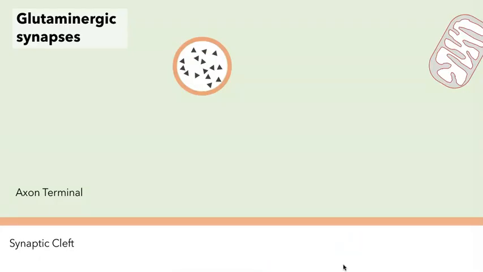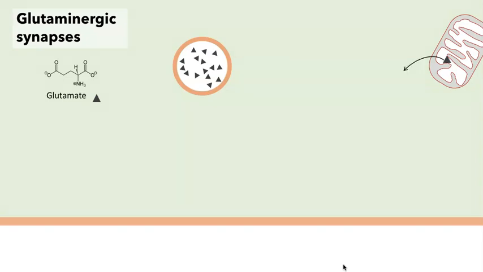Now let's zoom in even more to look at a glutamatergic nerve terminal. This is the structure of glutamate. You can see it's a small molecule. It's actually an amino acid. And cells can produce glutamate using metabolic pathways in the mitochondria. Glutamate can also be reabsorbed from the synaptic cleft.